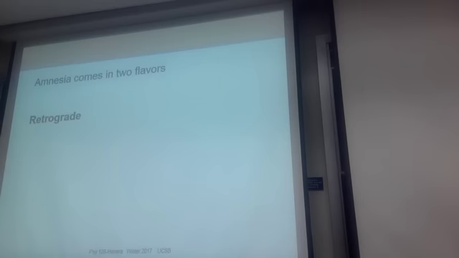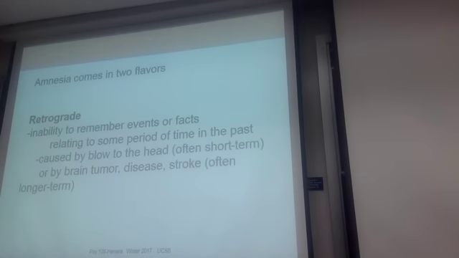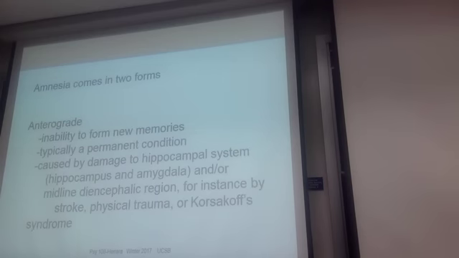So we have retrograde amnesia, which means the inability to remember things from the past, and it's usually caused by a blow to the head or a stroke or a brain tumor, something like that. It's often short term, although it can be longer term. And then anterograde amnesia, which is the inability to form new memories. This is usually a permanent condition that's caused by damage to the hippocampal system, and so it's often due to, again, stroke or physical trauma, or sometimes Korsakoff syndrome, which is what happens when you drink too much for many, many years.